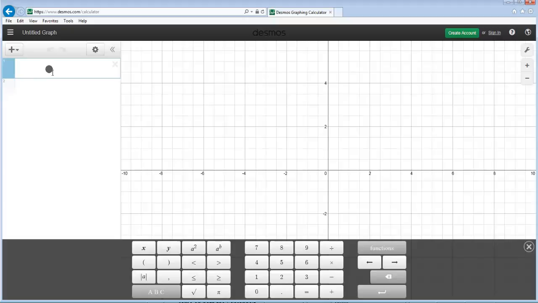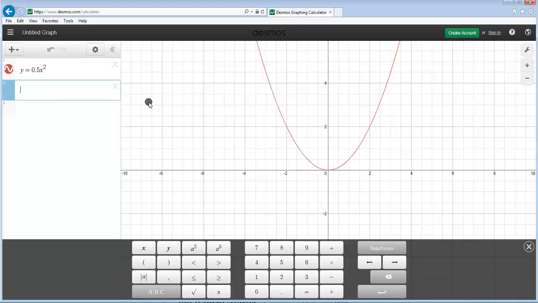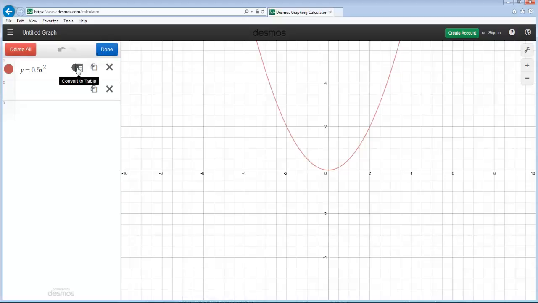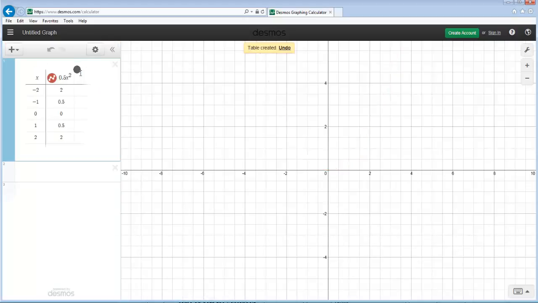Now instead of using d and t, I'm going to use x and y. So I'm going to do y equals 0.5 x to the second power and hit enter. I want to figure out a bunch of values for t now. So I'm going to hit edit list, click convert to table, and then I'm going to have a table that shows up of all my different, well, remember x's are now t's, so it lists all these t values along with the d values that match up with those t values.